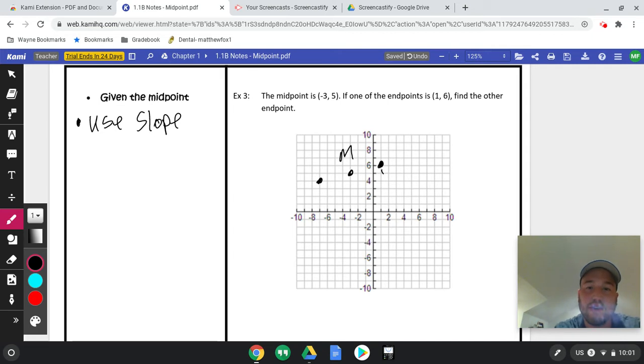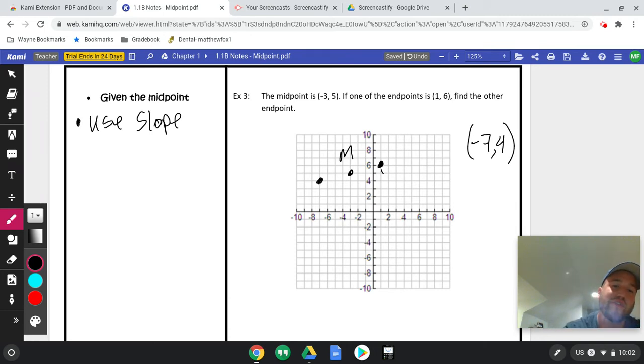That is our endpoint. And from here, you just count it up. So left 7, up 4. So we know our answer will be negative 7, 4. Okay, now that was done by graphing and then checking the slope.